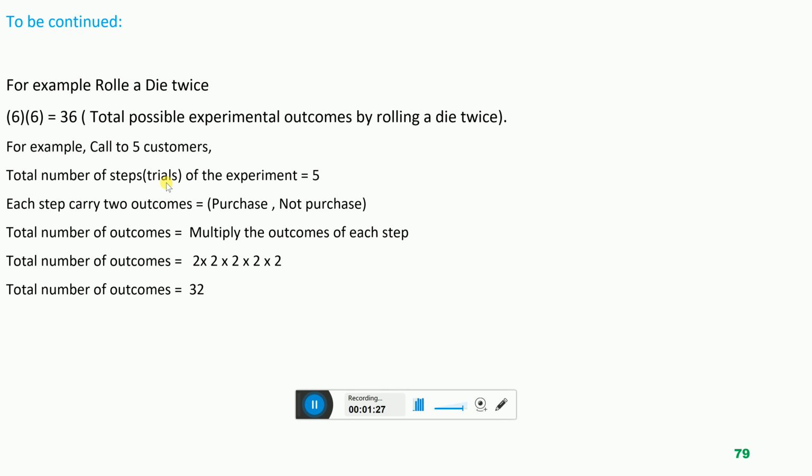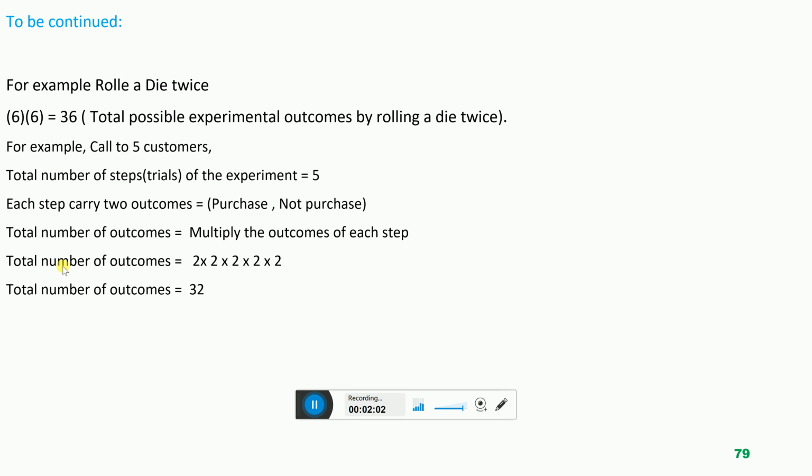Total number of steps, total number of calls are how many? 5. Each call carries 2 outcomes. The customer will accept, purchase the product, or does not purchase the product. These are the 2 outcomes of each call, each step, each trial. So how to calculate the total number of outcomes? I told you that we will simply multiply the outcomes of each call. So each call carries how many outcomes?